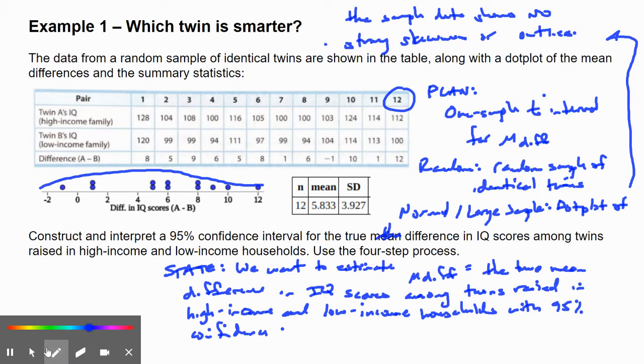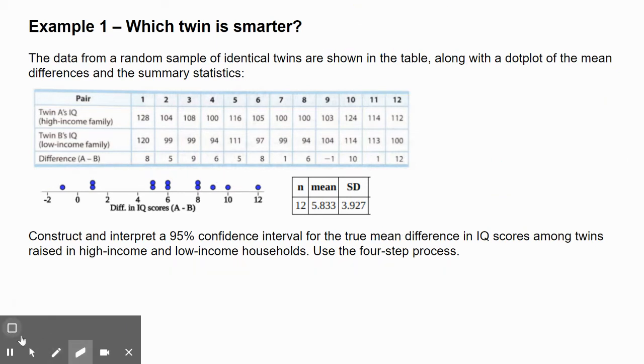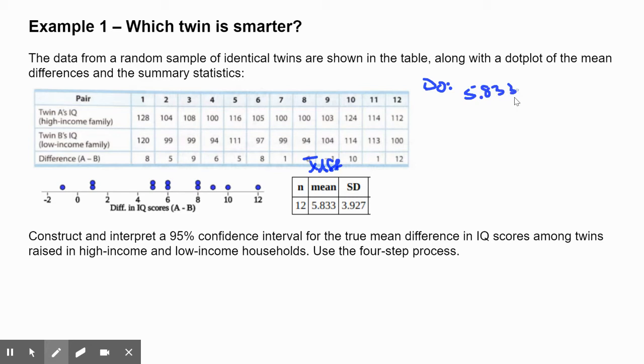Let's do it together. Let me erase these things. Okay, so let's do it right up here. So we need to find our sample mean difference right here. So this is X bar diff. So that's our point estimate of 5.833. We need to add our T star. So we need to find T star. So let's go after that.